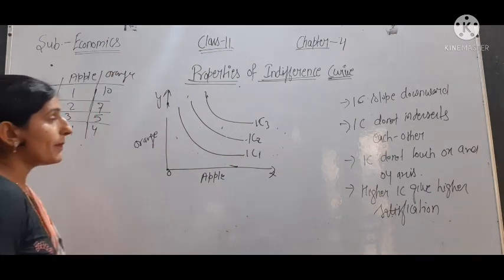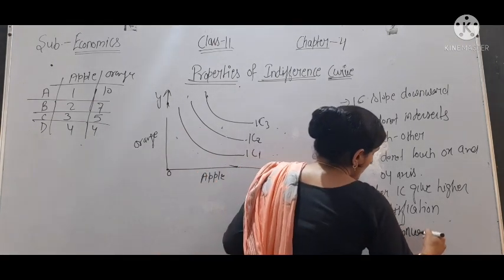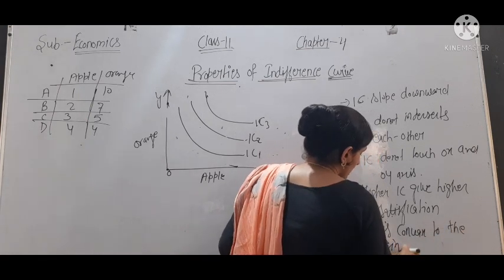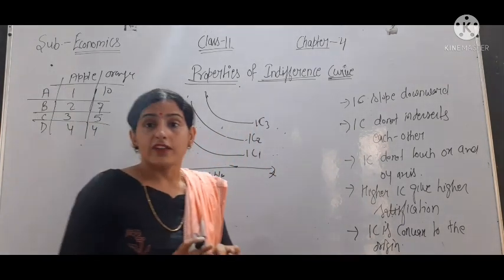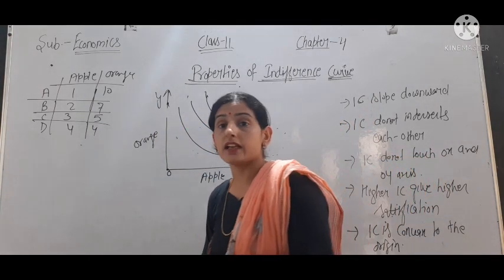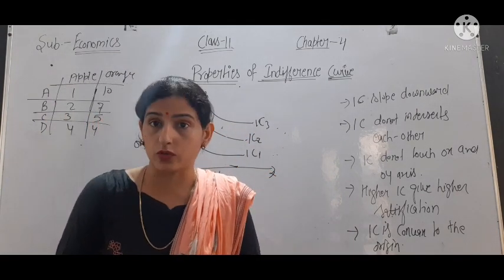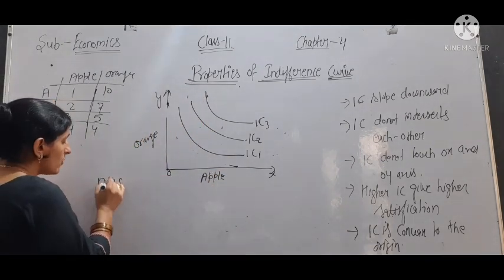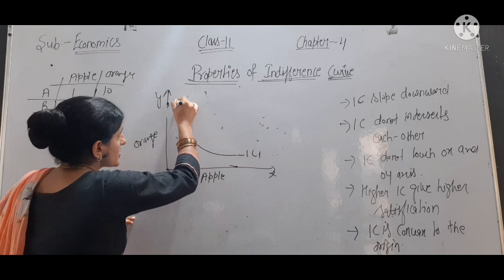Okay, the next property is, IC is convex to the horizon. Okay, what does it mean? The shape of the IC is convex to the horizon. Why? Because when consumer is consuming a combination of two goods, to take more quantity of one good, he has to sacrifice the quantity of the other good. Okay, it means the MRS is decreasing. What is MRS, now? MRS is decreasing. The IC is convex. Convex means this is the shape of convex.